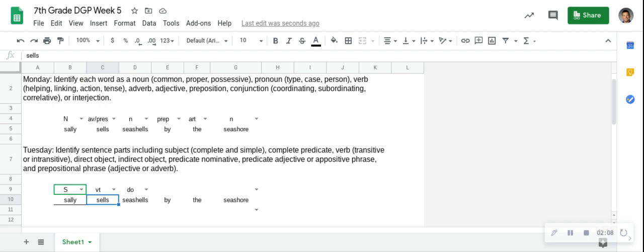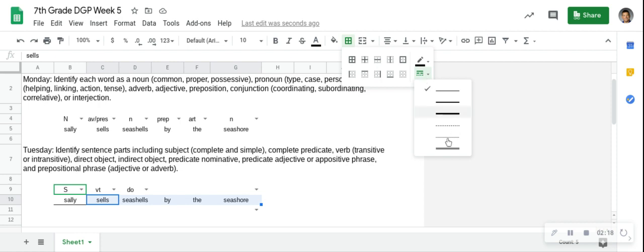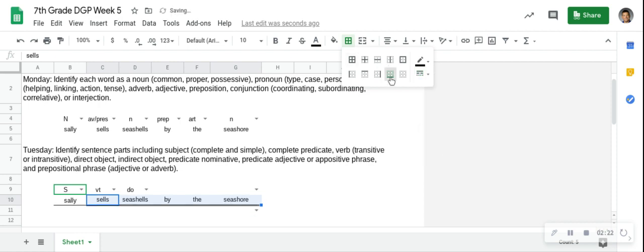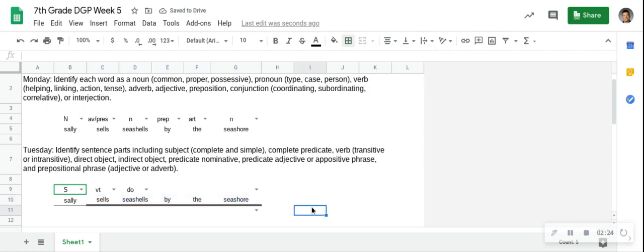So what does that mean our complete predicate is? Sells seashells by the seashore. So the rest of the sentence is our complete predicate. And that's a double underline. Okay. So what we have left is our prepositional phrase.